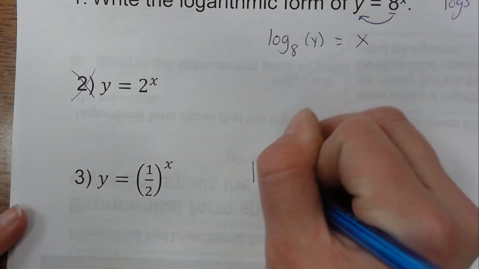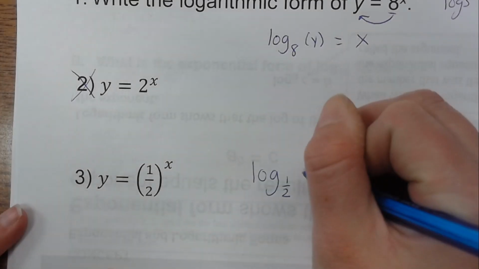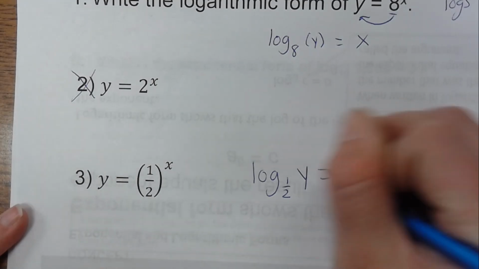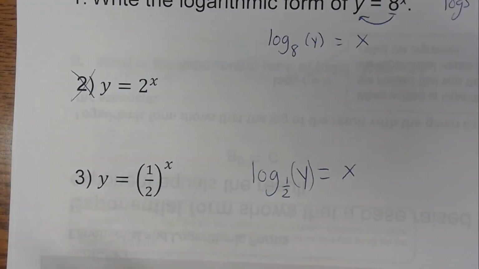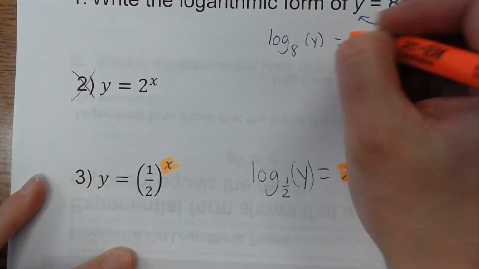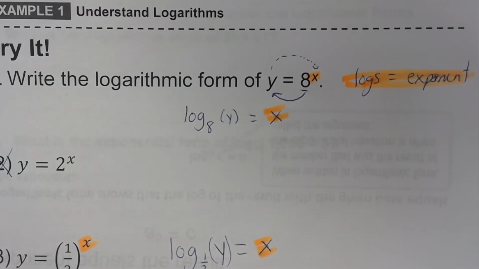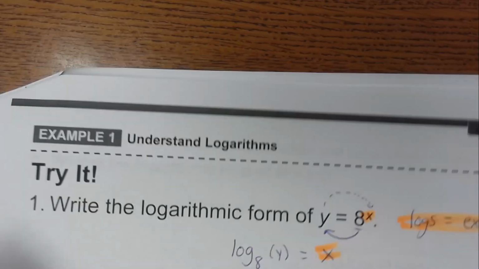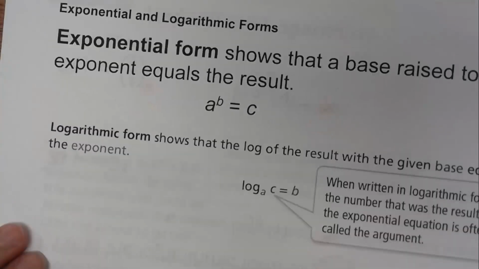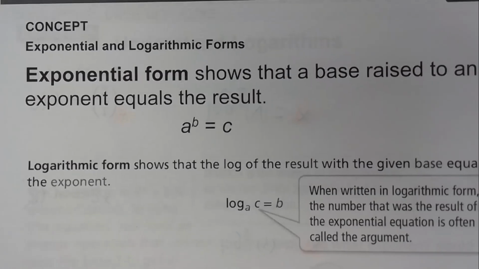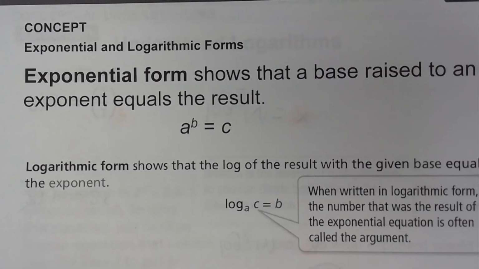You got log base 1/2 to the y equals x. So we should see a pattern here: my exponent is always what a log equals. Okay, so exponential form shows that a base is raised to an exponent equals the result. Okay, so we have to be able to go back and forth.